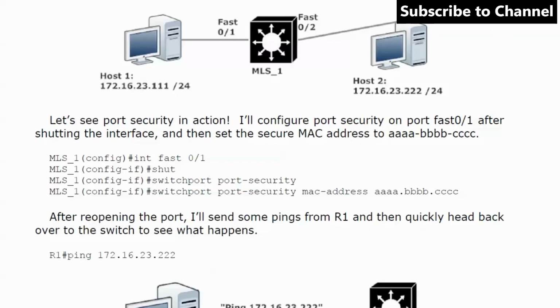I did want to clarify on the diagram that FastEthernet 0/1 is the interface leading to host 1 and FastEthernet 0/2 is the one leading to host 2. We're going to see port security in action, and I'm going to use a secure MAC address different than the one you see on the board. Because on that port leading to host 1, we're going to enable port security, and we're going to put a secure MAC address on there that cannot possibly match traffic that's actually going to come in from host 1.